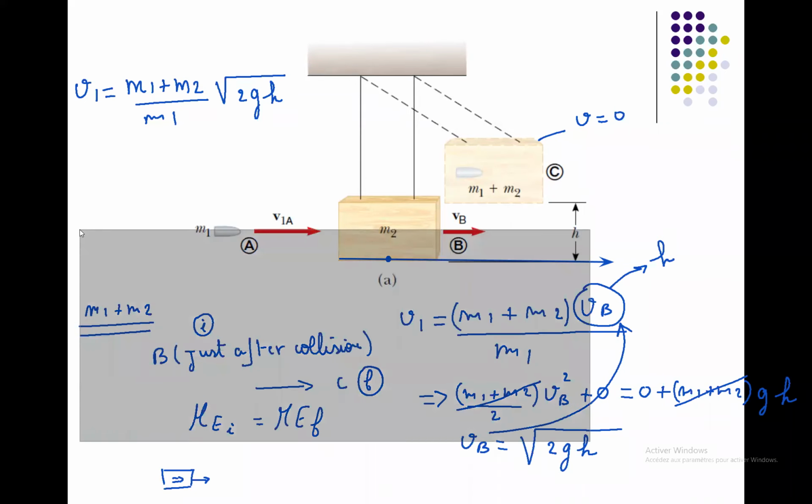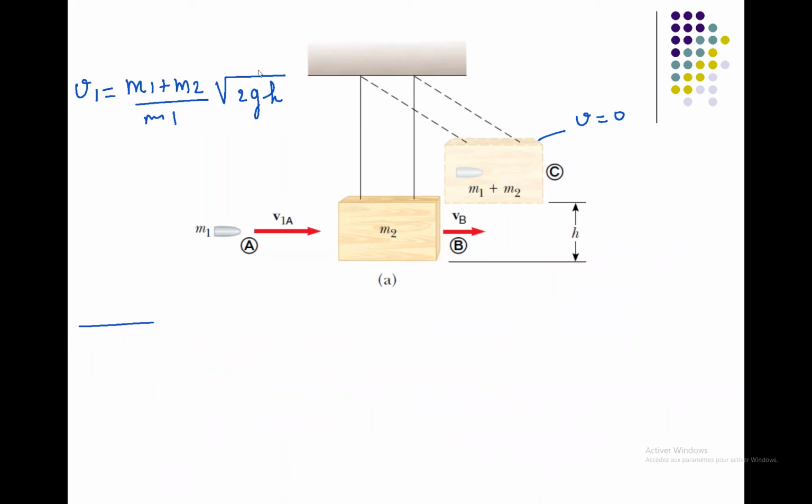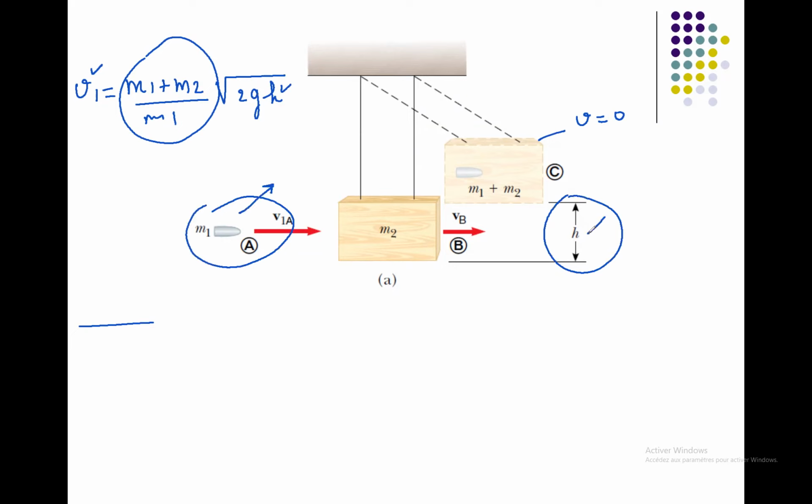As you see here, for each value of v, we have a height h, and these other values are constant. So here we have just a relation between the velocity of the bullet and the height. Each time we increase the velocity, we get more height. It's a direct relation between the velocity of the bullet and the final height of the box.